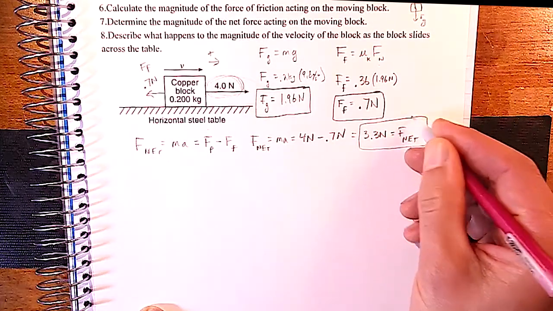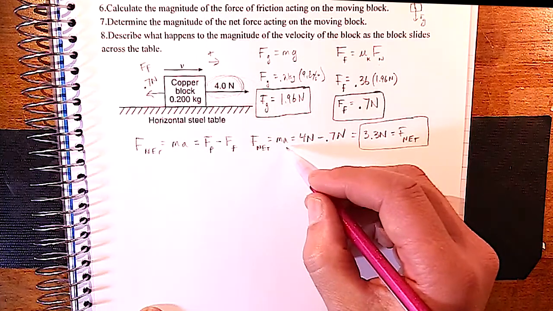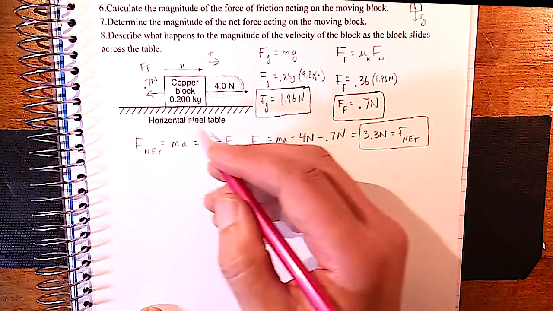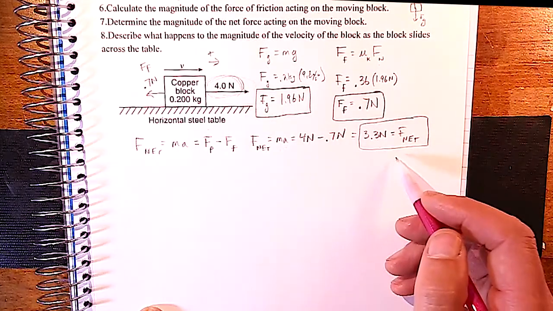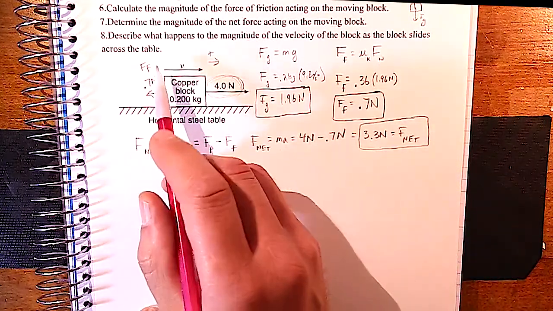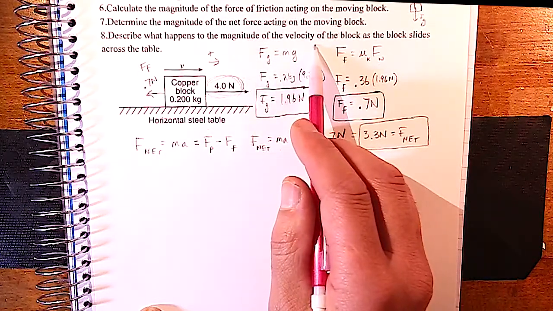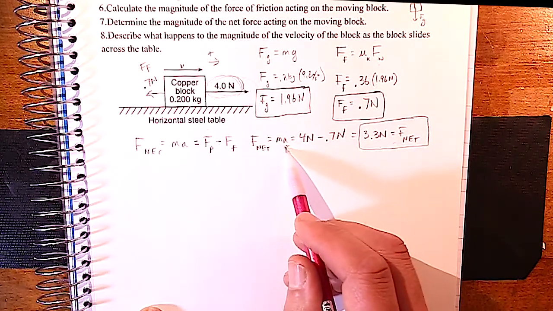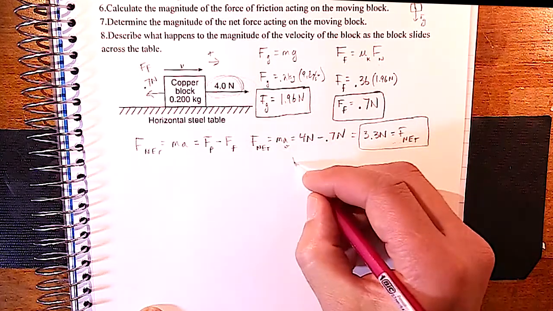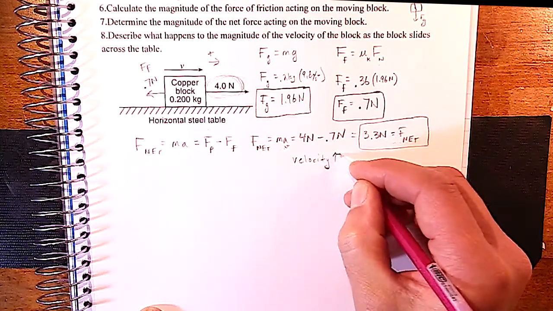Now, I'm kind of surprised they didn't ask this, because the next obvious question would be, what's the acceleration? If we put the mass in, 0.2, we could divide by 3.3 and get the acceleration. But the question actually asks, what happens to the magnitude of the velocity? Well, we know that there's a net force, so we know it's going to accelerate. So what's the velocity going to do? The velocity has to increase.